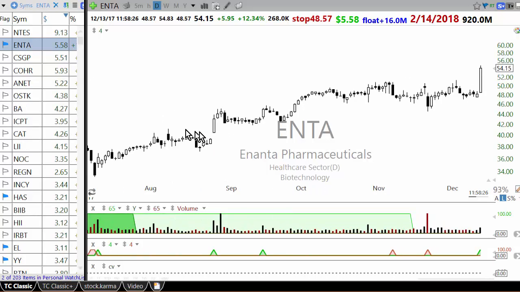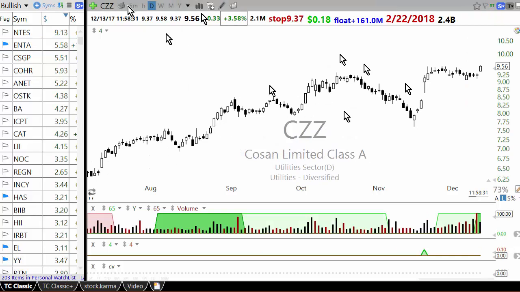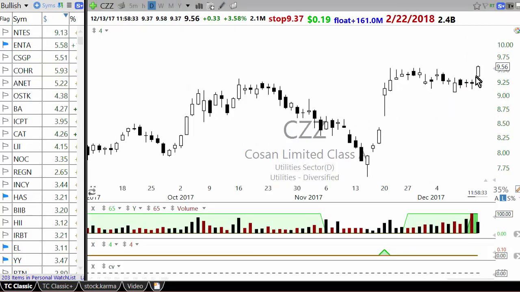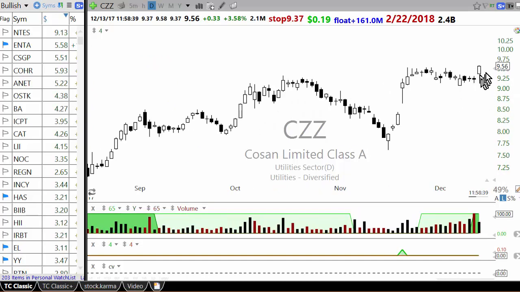I think the other one which I bought, CZZ, is not showing up because the volume is low, but this was an anticipation setup, and I bought it really early. My entry was really early in this one, which is good. So that's the one which I bought.